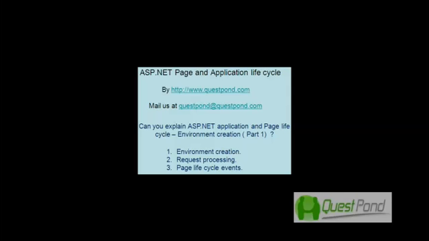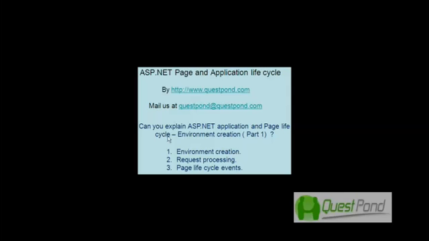So what we have done basically is that we have divided the videos into three parts. In the first part, we'll try to explain how the environment is created, because the time a request is sent to the IIS for an ASP.NET page, the first thing that happens is a simple environment is created so that it can process the request. And in the second video, we will explain how the request is basically processed. And finally, we will look into the nitty-gritty details of what the ASP.NET page lifecycle events look like.